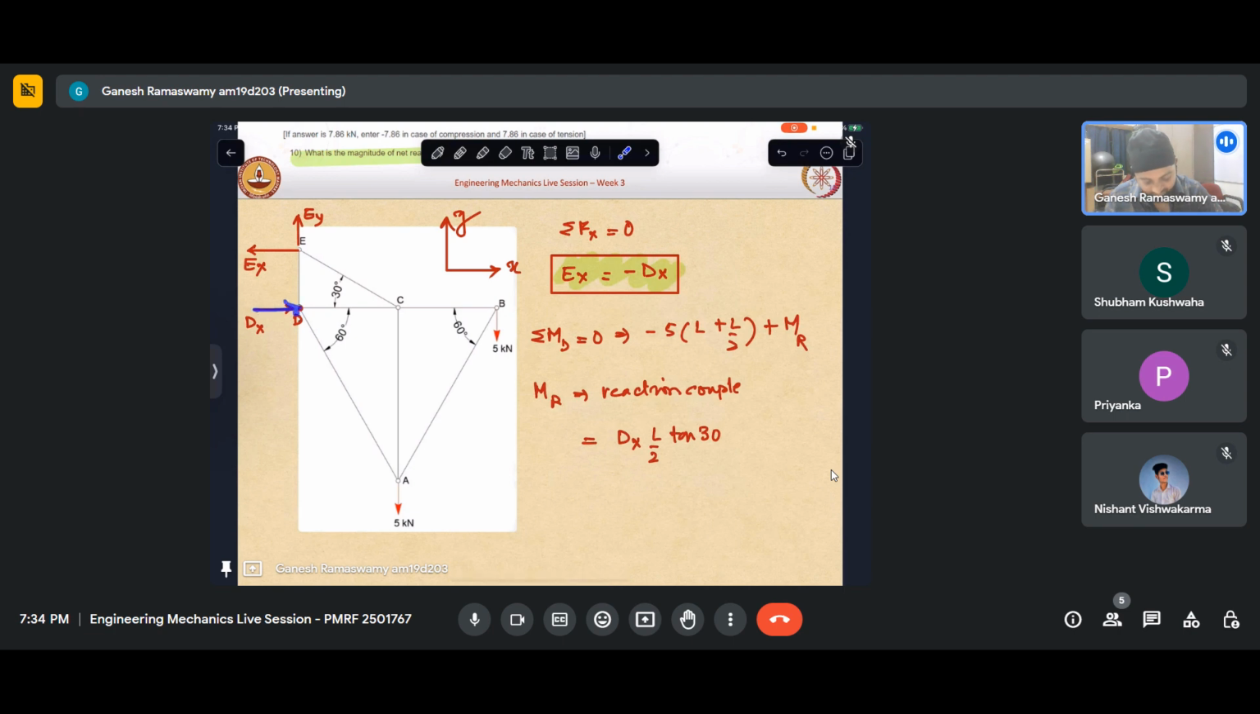Dx is in the positive direction. So a couple like this would be dx into this distance. This distance is L by 2 tan 30. So that is why I have written it like this. Dx.